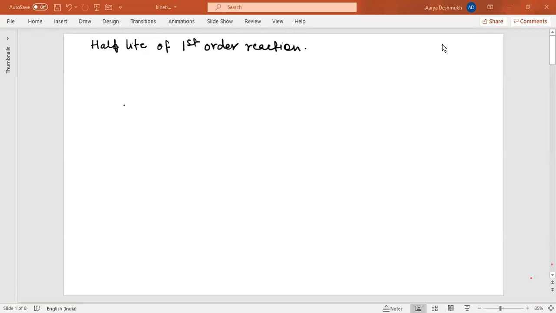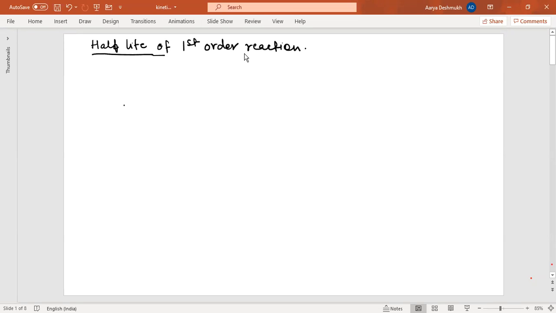Okay, so let us start with the next thing, that is the half-life of first order reaction. Yesterday we discussed the integrated rate law for the first order reaction, and we arrived at some equations for that. So we'll extend this process to the next level, that is the half-life of the first order reaction. Now what does it mean? What does it mean? This is half-life of the reaction.